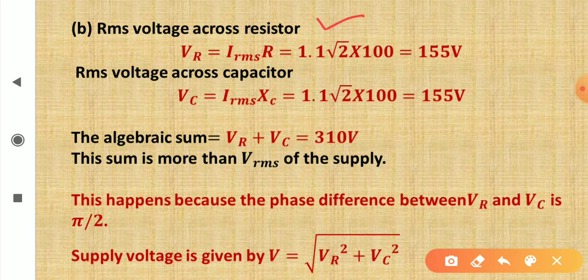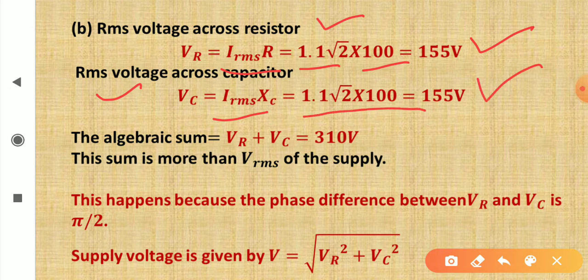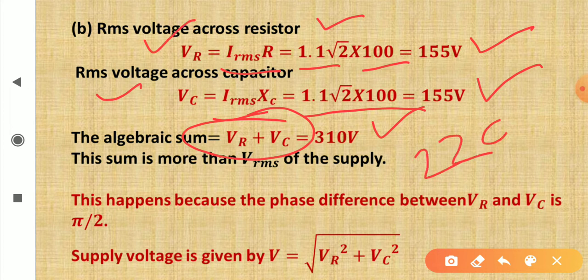RMS voltage across resistor is IRMS into R, and that is 1.1 root 2 into 100, 155 volt. RMS voltage across capacitor, IRMS into XC, multiply, you get 155 volt. They both are equal, and the algebraic sum is 310 volt. Now this 310 volt, the sum of voltages across resistance and capacitor, is greater than the supply voltage of 220 volt.